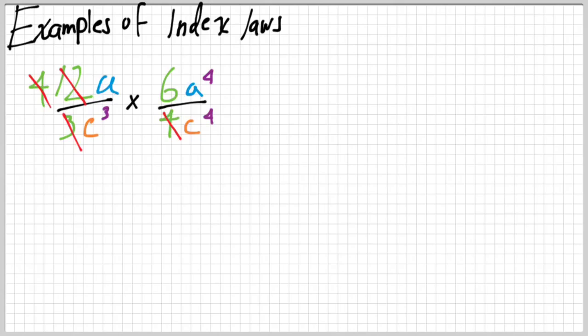So I'm going to rewrite this to make it a little bit more clearer. We've got fractions multiplying by a fraction, so I do the top times the top, a times 6a to the fourth, and the bottom times the bottom, c cubed times c to the fourth. I leave off everything that I've already canceled. So that's my next form.